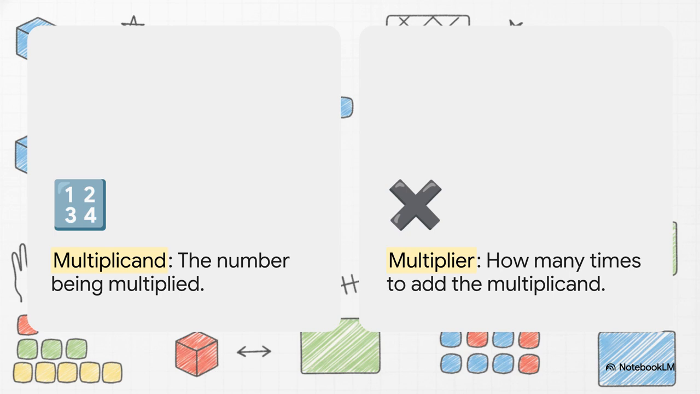The multiplicand is the number actually being multiplied, so here, that's the number 4. And the multiplier? Well, think of that as the boss. It tells you exactly how many times you need to add that multiplicand. So here, our multiplier is 5. We are taking the number 4, and we need to add it exactly 5 times.